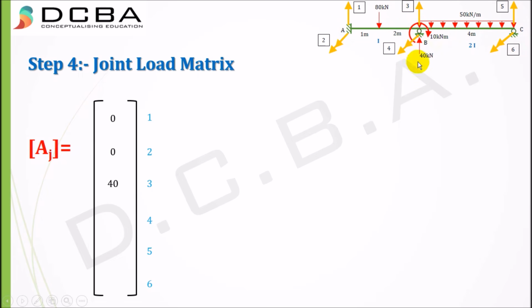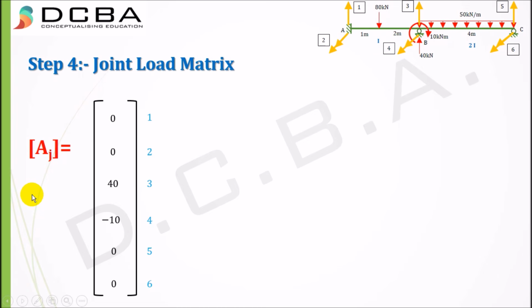If there was a downward force here, then it would have been a negative force. Similarly, if there was an anti-clockwise moment here which matches the reference moment that is also anti-clockwise, it would have been positive, but here it is a clockwise moment, hence it is negative, therefore minus 10. Then again no force here in the upward direction, 0, no moment in the z direction, hence 0. This is my joint load matrix, which I'll call AJ.